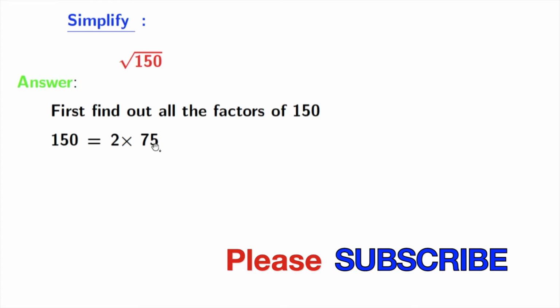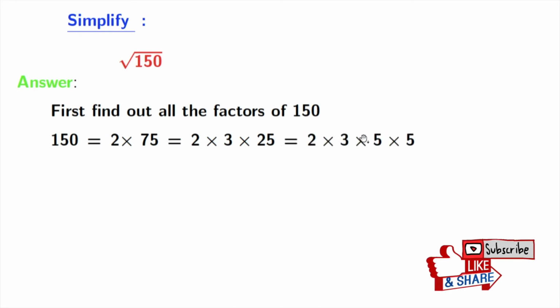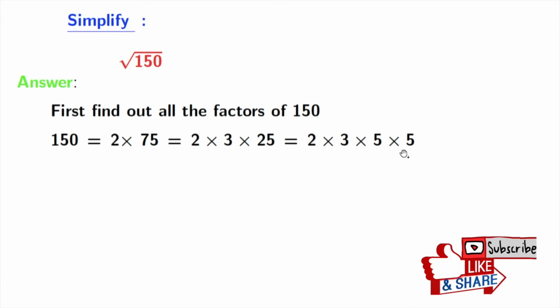Now note that the sum of 7 and 5, that is the digits of 75, is 12 and it is divisible by 3. So 75 will also be divisible by 3. So we will write it 2 times 3 times 25 as 3 times 25 is equal to 75. And again we will factorize 25 and we know that 25 is equal to 5 times 5. So here are the factors of 150, that is 2 times 3 times 5 times 5.